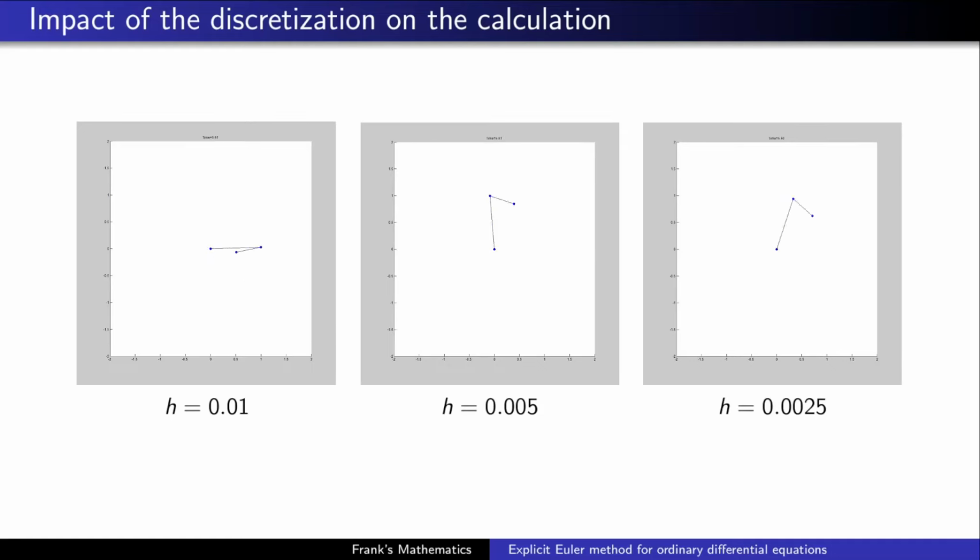You can see that after a while, the 3 different calculations go into completely different directions. This is due to the discretization parameter, as we mentioned before. These are the final positions at time 20 for the 3 different calculations, and you can see, well, they look completely different. And this is actually what we expected from our discretization parameter.